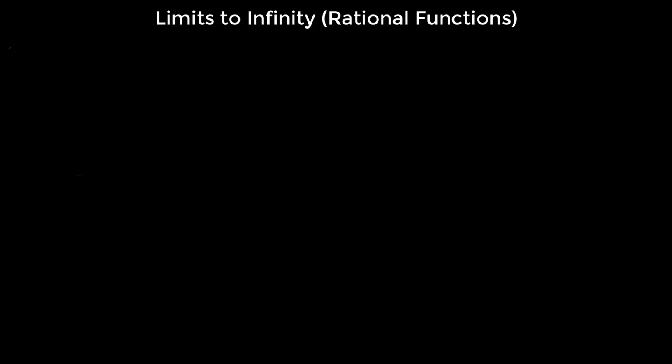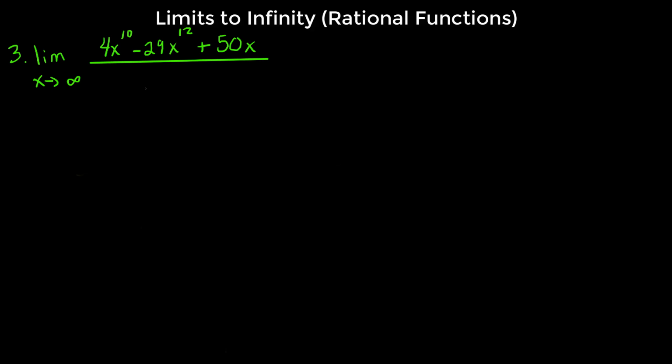And let's go ahead and say we're taking a look at the limit as x approaches positive infinity of, let's say, 4x to the 10th power minus 29x to the 12th power plus 50x. And this is going to be all over, let's say, 3x to the 12th power plus, let's say, e to the x. All right, cool. So we have our limit, we have our function. Let's go ahead and see what we can do.